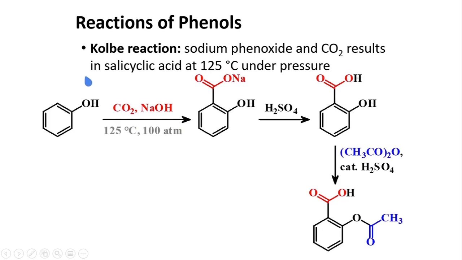One interesting reaction of phenols is called the Kolbe reaction. The Kolbe reaction involves intense pressure and temperature with carbon dioxide and sodium hydroxide. You will get this compound here, and acidification will give you this compound. Further modification by acetic anhydride in the presence of catalytic sulfuric acid will give this compound. This compound here is more popularly known as salicylic acid, and this compound here is the drug aspirin.